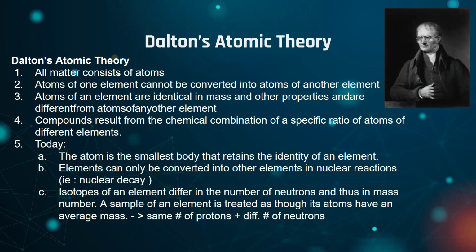Okay. And then today, we know that the atom is the smallest body that retains the identity of an element. Elements can only be converted into other elements in a nuclear reaction, i.e. nuclear decay. We'll get there, we'll talk about that. And that isotopes of an element differ in the number of neutrons and thus in mass number. So Dalton's atomic theory was pretty accurate, but there's a couple of things that we know now that he did not know back then.